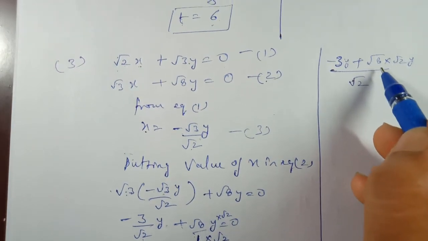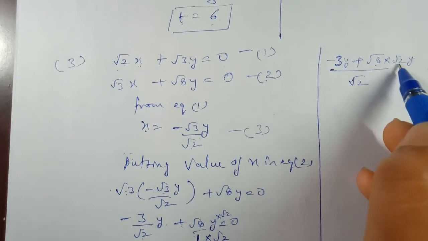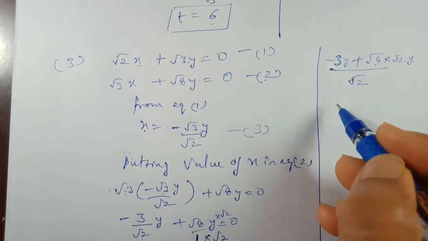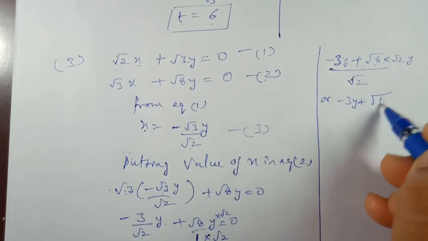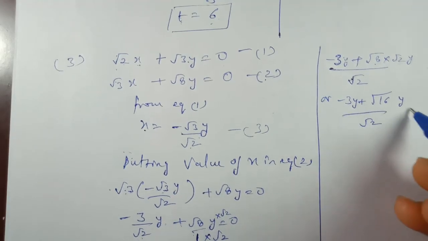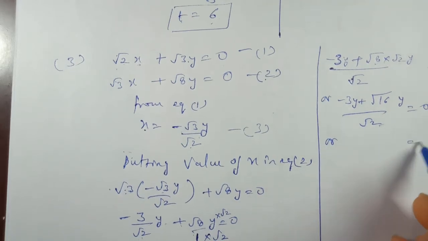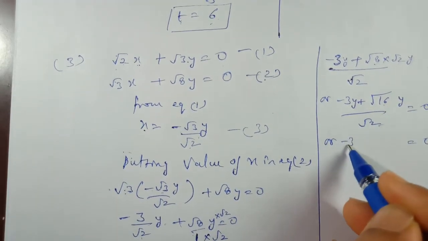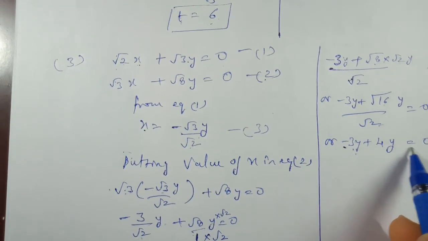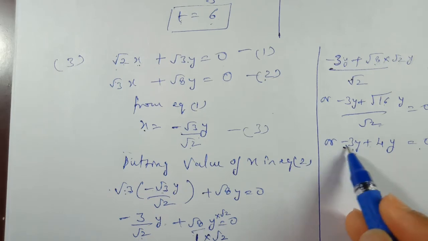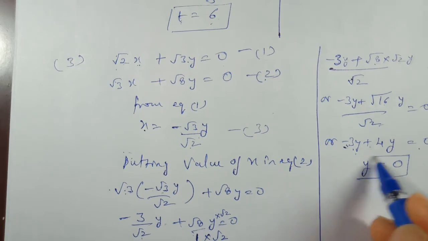Since both are different irrational numbers and we have to multiply, they can be multiplied within the same under root. So this will give root 16 y upon root 2 equal to 0. We can transpose this root 2 to the other side, it will become 0 when multiplied with 0. 16 is the square of which number? 4. So we get minus 3y plus 4y equal to 0. Both are of opposite sign, so it will give plus y equal to 0. So the value of y we get is 0.